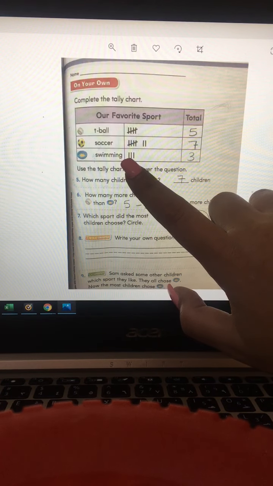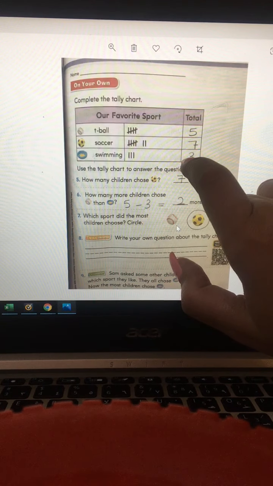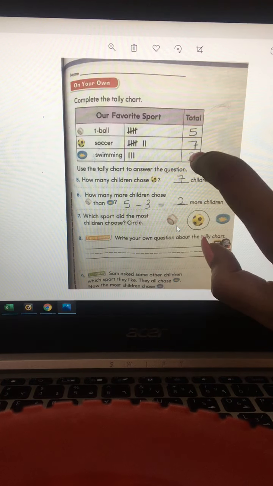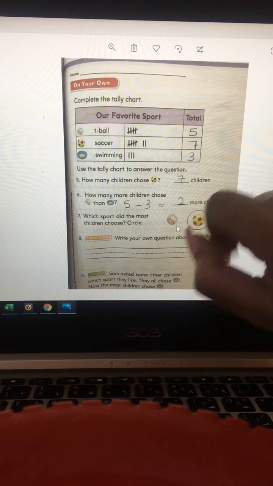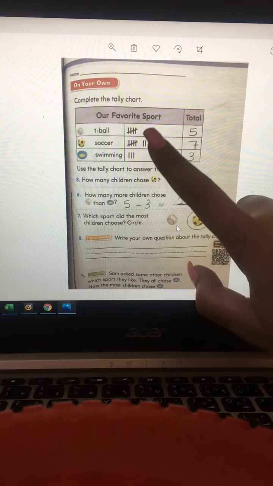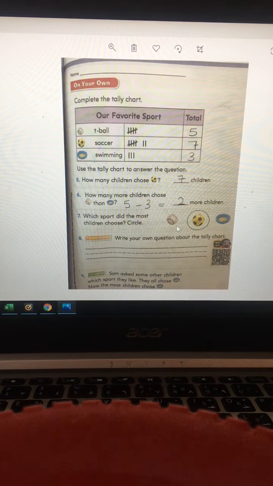And how many chose swimming? 1, 2, 3, so 3. So I'm going to subtract 5 minus 3, which is 2. So 2 more children chose the T-ball than the swimming.